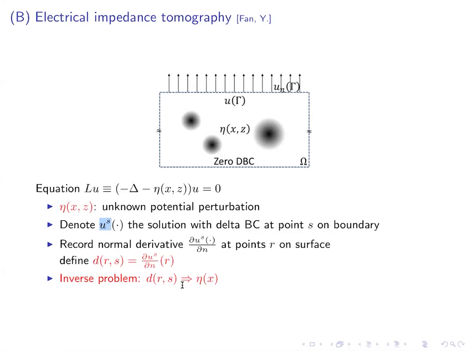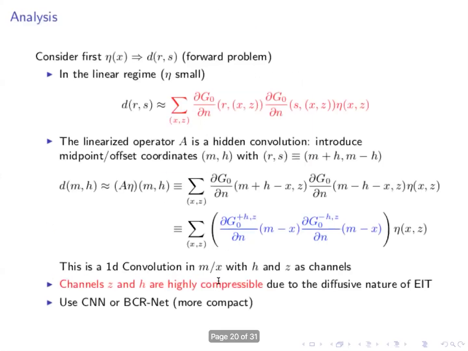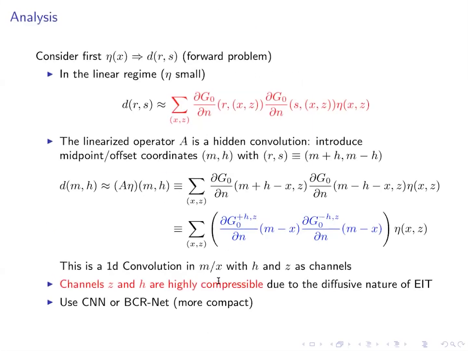Now, the inverse problem is that given this boundary measurement, the Dirichlet to Neumann map, I'm trying to discover the internal medium eta of x, sorry, it should be eta of x,z here. So again, let's do analysis. After you do a little bit of calculation, first let's consider the forward map, which is a perturbation from eta to this boundary data measurement. In the linear regime, there's a very easy relationship between eta and D. In fact, D is given by this integral operator or summation operator, which is multiplied by eta.